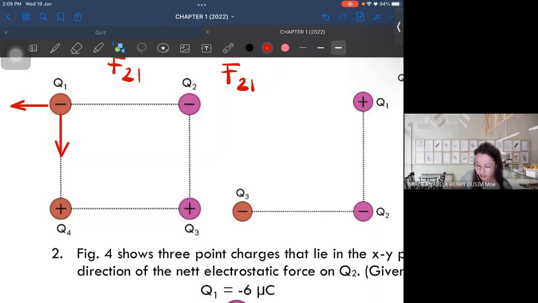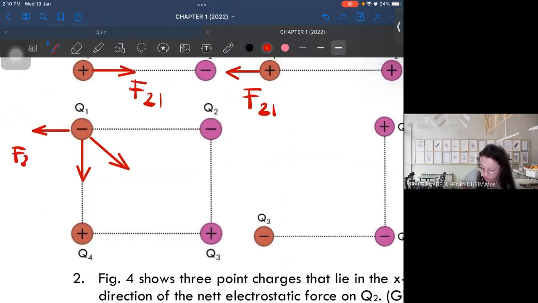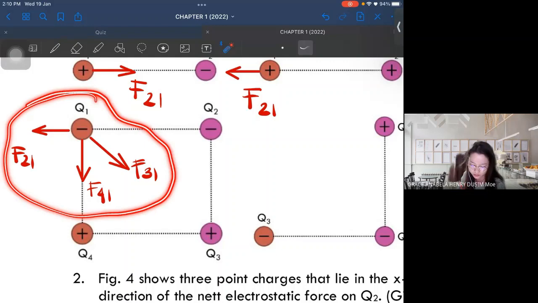Okay? And then untuk Q1 and Q3 pula, this is a negative, this is a positive. So again, they will be attracted to each other. So the arrow will be pointing towards Q3. Okay, so tulislah force by 2 on 1, force by 4 on 1, force by 3 on 1. Okay, nanti dalam exam kamu lukis yang ini saja.